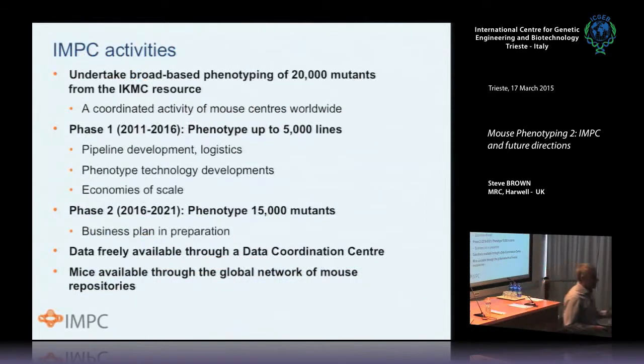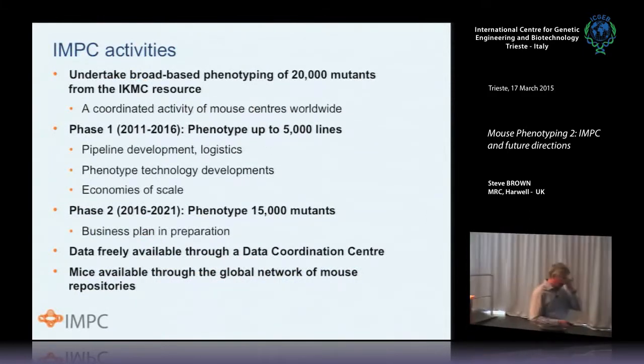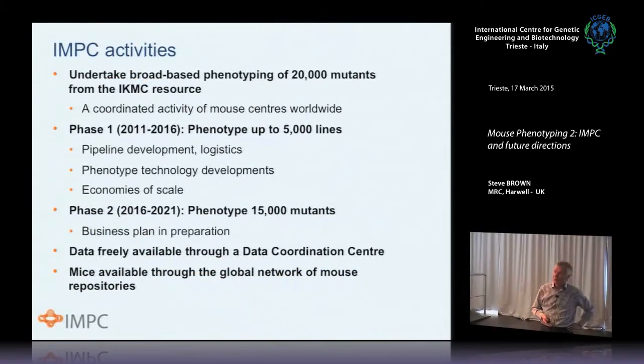So what is the IMPC doing? What is its basic premise over the next 10 years? It started in 2011, and the aim is to undertake broad-based phenotyping of 20,000 mutants from the International Knockout Mouse Collection. It's a coordinated activity of mouse centers worldwide, and it's being done in two phases.